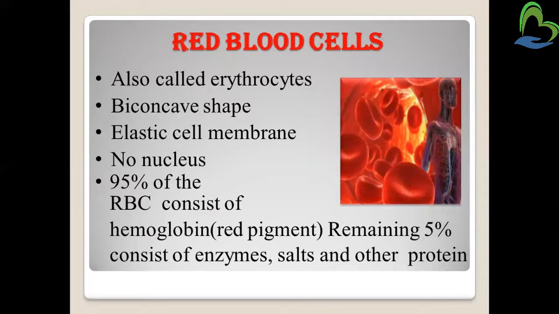Now first one RBC, that is red blood cells, also we can say erythrocytes. Biconcave shape. The shape of the RBC is concave. Elastic cell membrane. The cell membrane is elastic. No nucleus. There is no nucleus present in the RBC. 95% of RBC consists of hemoglobin. Remaining 5% consists of enzyme, salt and other protein. So RBC is basically made up of hemoglobin and enzyme, salt and protein.